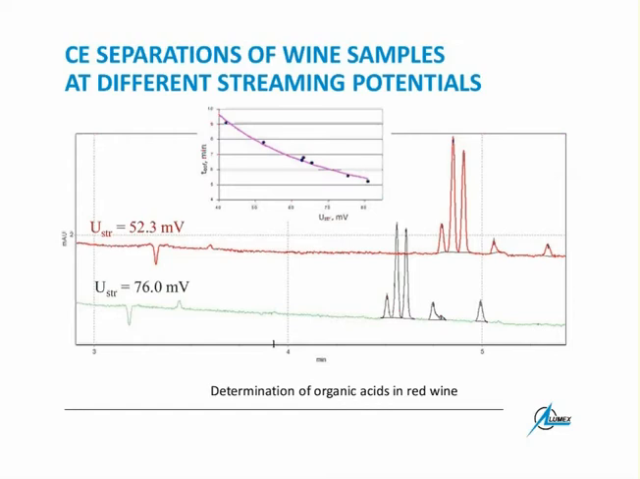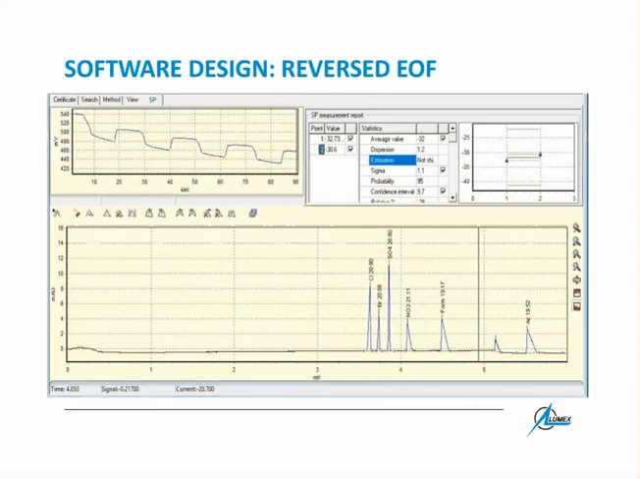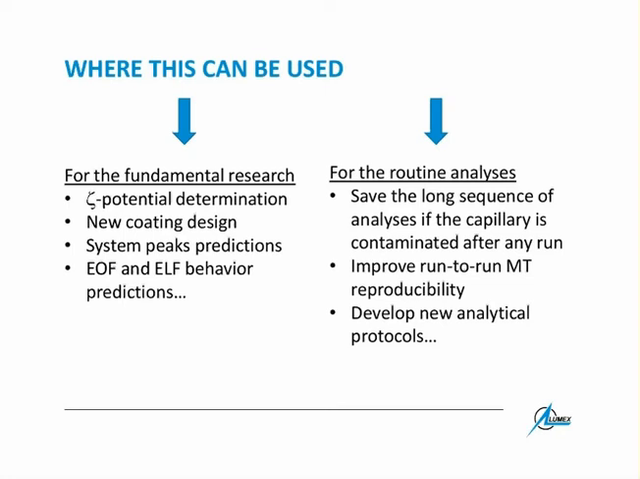So the software sees that the streaming potential value is different from the previous one, and starts the rinsing scheme, an additional rinsing scheme. And if now the streaming potential is okay, perfect, the analysis is starting. Yeah. So this is what we are talking about when we talk about the possible issues with poor reproducibility of migration times. This idea can be used, as you see on this slide, in different areas.